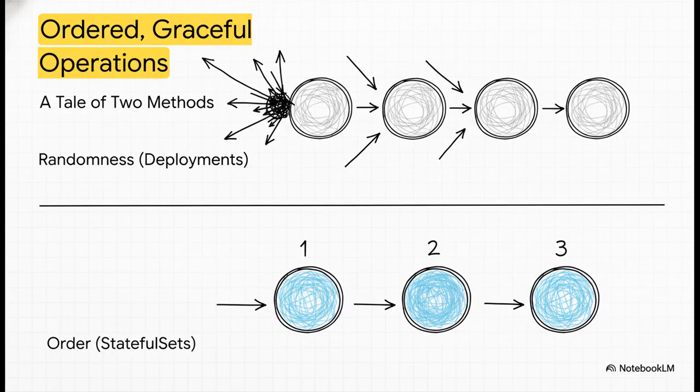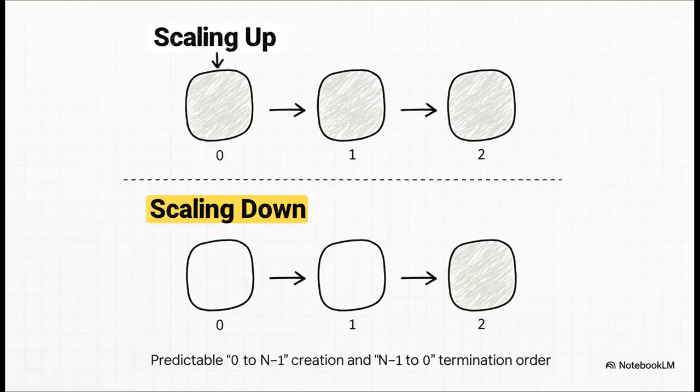And finally, we have the third superpower, and this one is absolutely critical for any kind of clustered application: ordered operations. Stateful sets manage their pods in a very careful, predictable, and orderly way. There's no randomness here at all. So check this out.